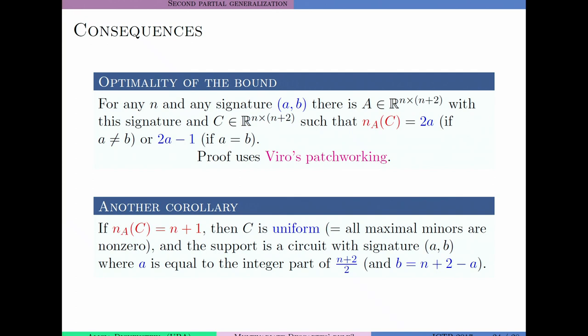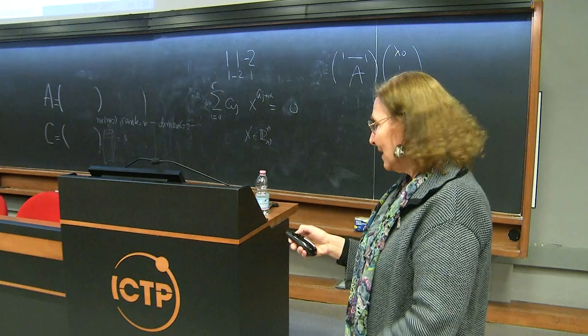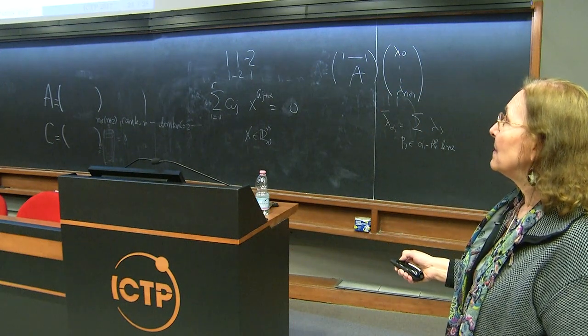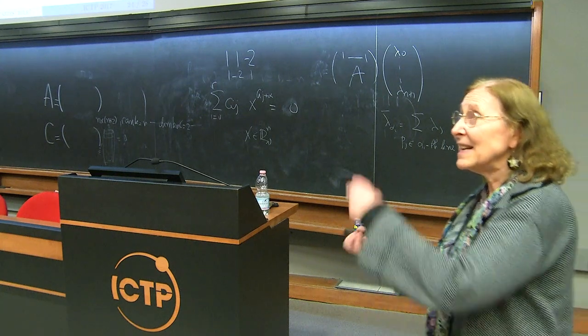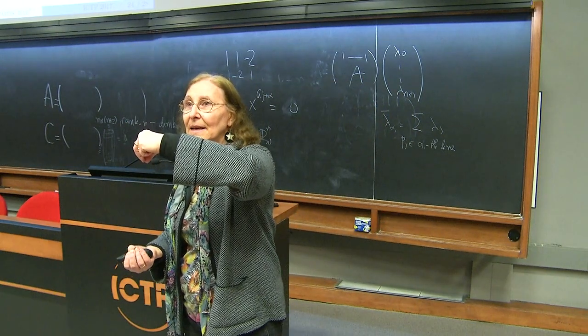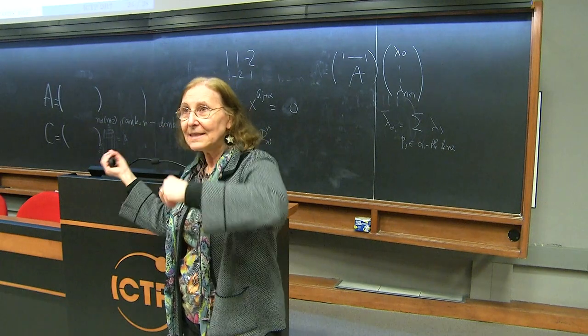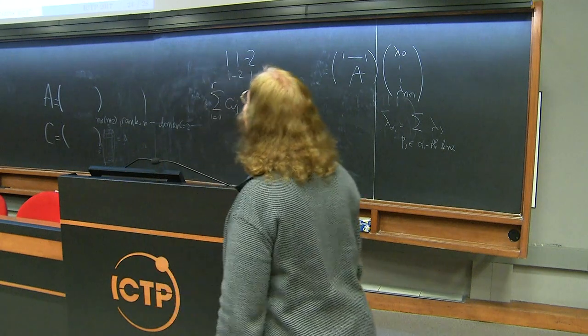And then another corollary is that if the number is the maximum possible, which is n plus 1, then all the maximal minors of C have to be non-zero. Because 0 minors imply 2 p's in the same line. So if the number is maximum, then no minor of C can be 0. And moreover, the signature has to be more or less half pluses and half minuses. Unless your circuit has this condition and your metric has that condition, you cannot get n plus 1 positive roots.